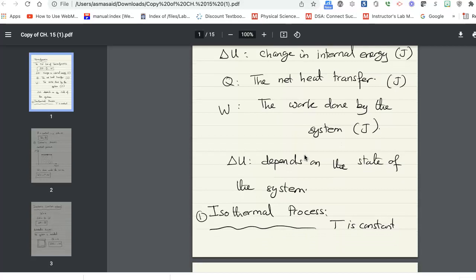Delta U depends on the initial and the final state of the system, and it has nothing to do with the path, how this was done. But the work and the Q are really path related.